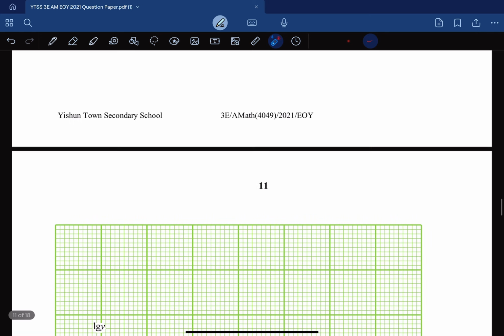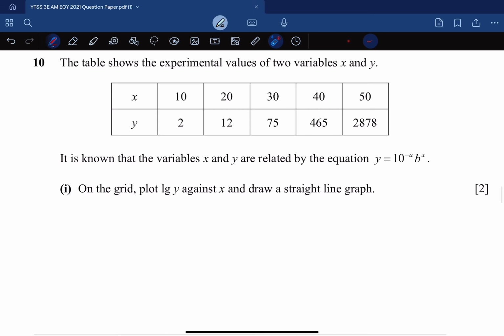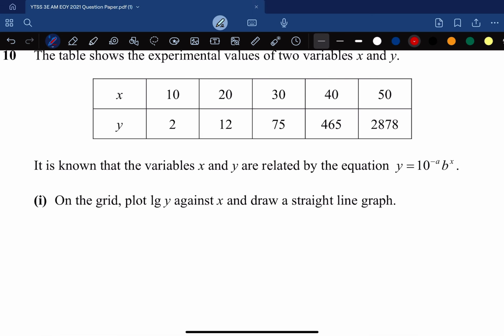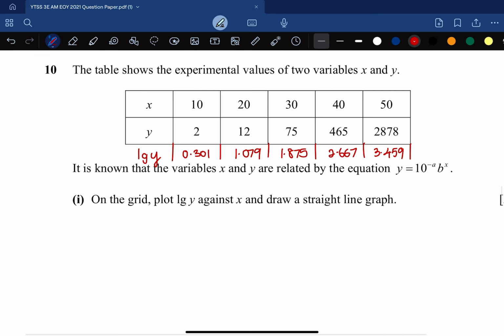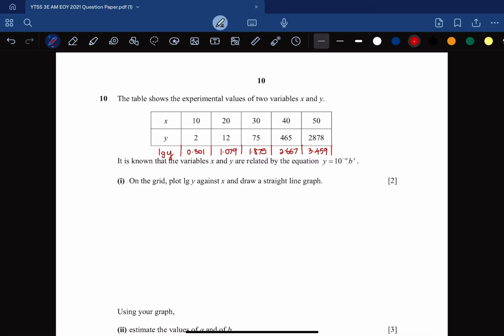I think in order to plot the graph of log y against x, you must always have a table of values. So let me just quickly write out the table of values over here. Table of values for log y, if you just press into your calculator, you should get 0.301, 1.079, 1.875, 2.667, and 3.459. Okay, so if you were to sketch this onto your graph, I think your graph should look something like this.